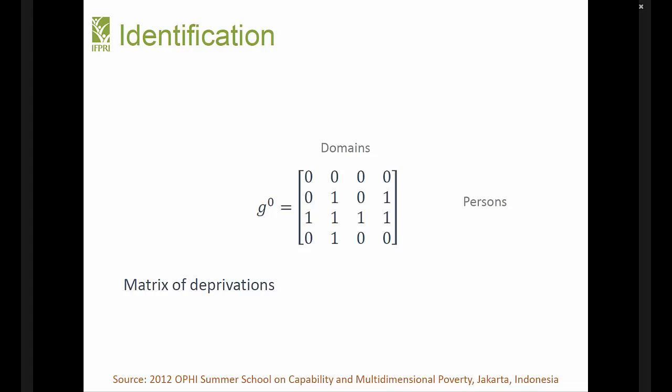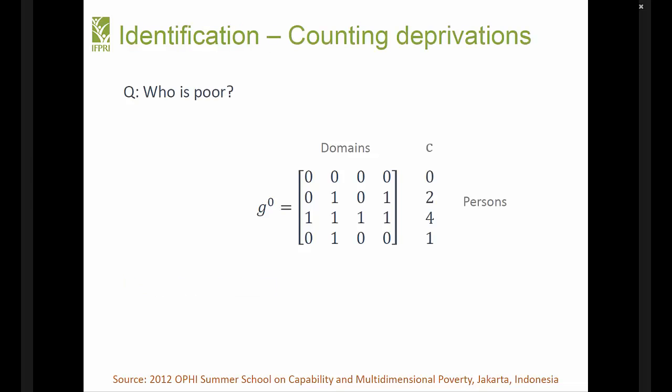Now, identification. This was our matrix of deprivations, right? Now let's introduce what we call a counting vector, C, where we count in how many domains they are deprived. So here 2, here 4, here 1, right? In a unidimensional case, you don't need to do that because you only had the 1. Since you have multiple dimensions, you have to worry about how many. So in the WEAI, you have, let's say, 5 domains, but actually 10 indicators, so each row has data for 10 indicators. So it's really 10 dimensions, and we're counting in how many dimensions or domains they are deprived.